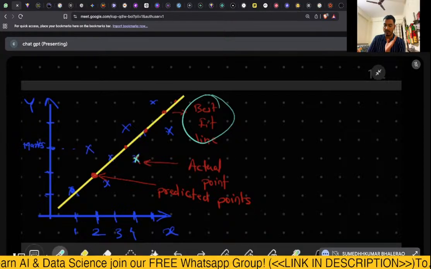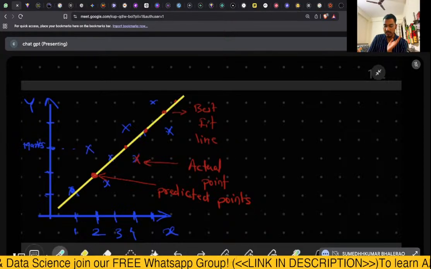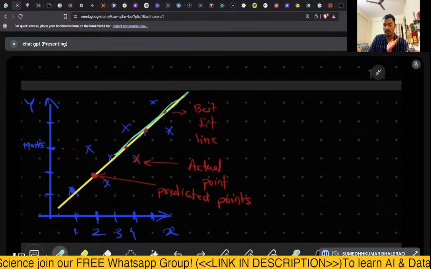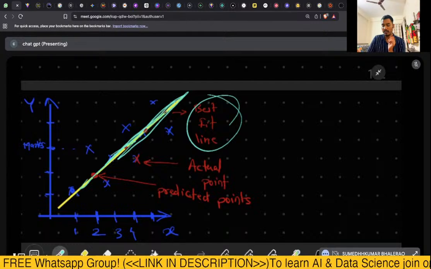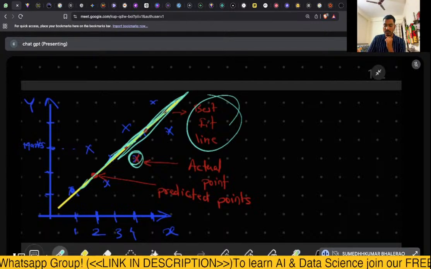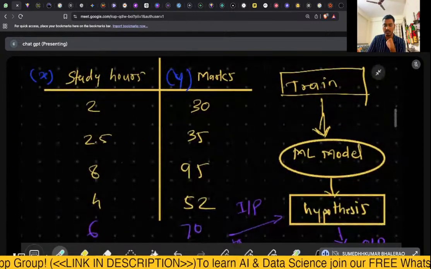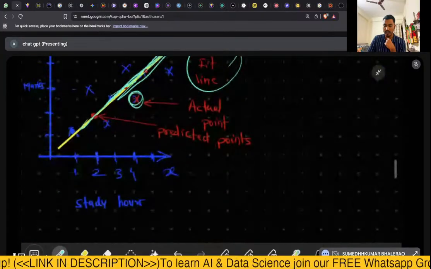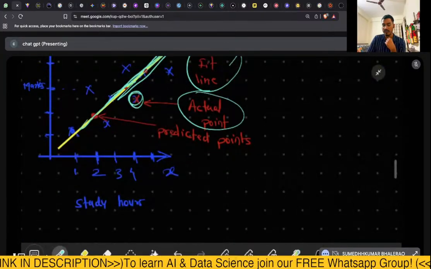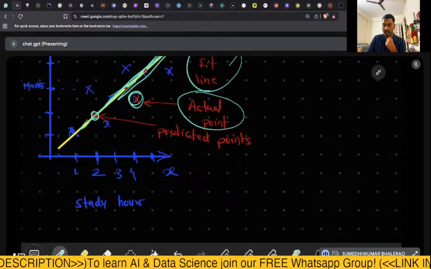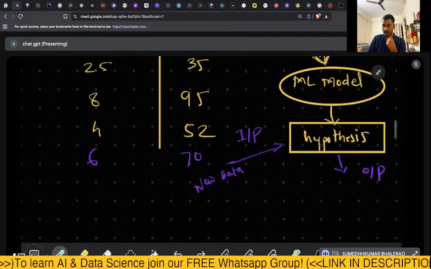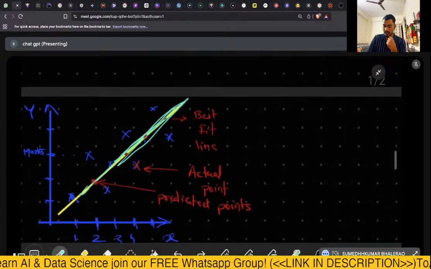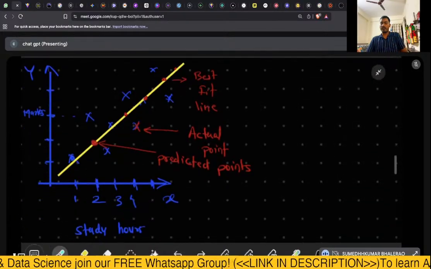Once again, the line which we have drawn using machine learning is called the best fit line. The points which are drawn using this data set are called actual points, and the points which are on the line are called predicted points. Now I will explain how these points are considered predicted points.